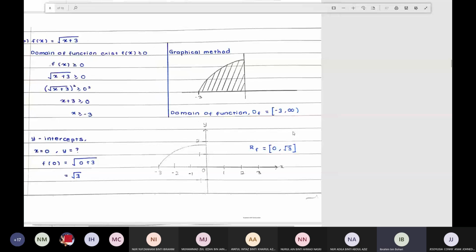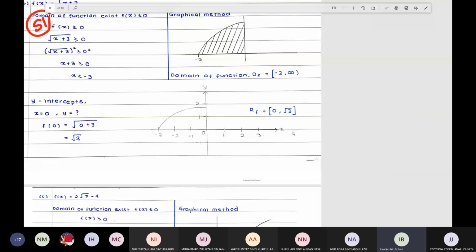Okay, question B. Square root of x plus 3. Ini pun sama. Method dia sama saja. First, you find the domain of the function. You let f(x) here greater than or equal to 0 and x here greater than or equal to negative 3. Okay, first step. And y-intercept of the function equals to square root of 3.